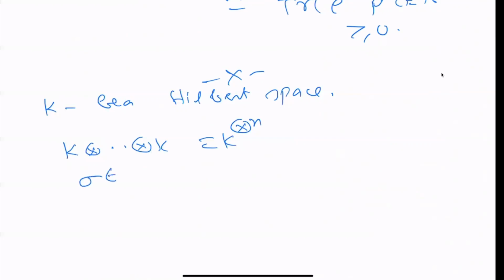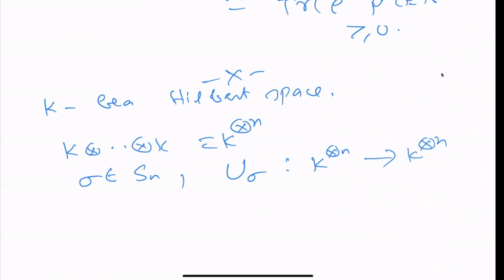So if you have a permutation sigma in S_n, then you can define U sigma from K tensor n to K tensor n. What is K tensor n? You take the formal elementary tensors xi1 tensor xi2 tensor up to xi n, and you take linear combinations. Don't make the mistake of thinking the set of elementary tensors is a vector space. You have to take the linear combinations.